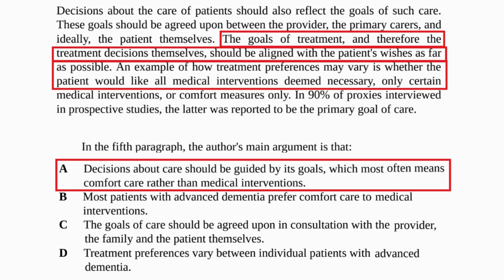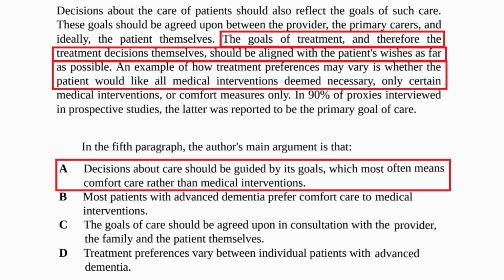B. Most patients with advanced dementia prefer comfort care to medical interventions. This option is not explicitly supported by the paragraph. While the paragraph does mention that comfort measures are the primary goal of care for many patients, 90% of proxies in prospective studies, it doesn't generalize this preference to most patients without specifying a percentage or providing broader evidence.